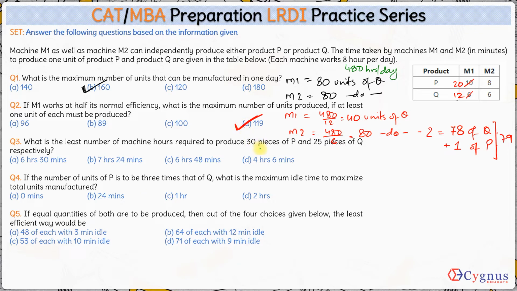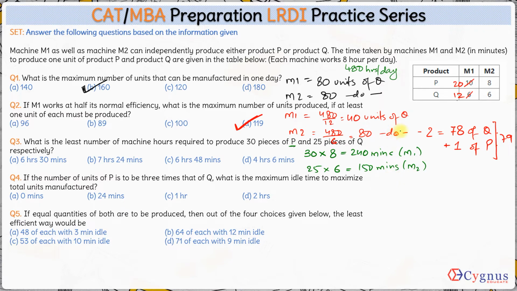If we have to minimize the machine hours, what we need to do is maximize the efficiency, right? So if you have to manufacture P, it would be best to get P manufactured by M2 because M2 takes the least amount of time of the both machines. So to produce 30 pieces of P, it will take 8 minutes per piece. So 240 minutes would be required by M2 to produce P. For Q, 25 pieces. Now Q can be produced by any of the machines M1 and M2. Both of them take 6 minutes. So this becomes 150 minutes. Let's say this is done by M2 here.